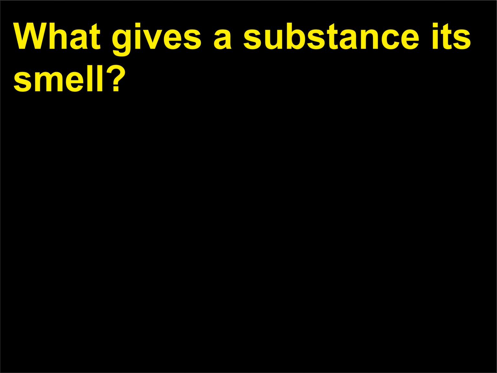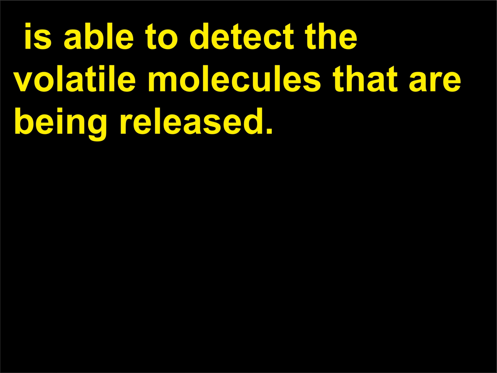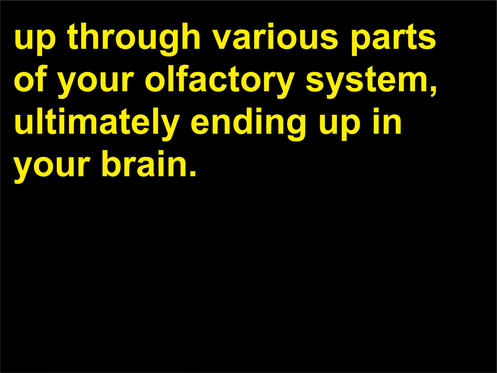What gives a substance its smell? Substances smell because your nose, or olfactory system, is able to detect the volatile molecules that are being released. Your nose has roughly 350 different receptors that detect molecules and then send a signal up through various parts of your olfactory system, ultimately ending up in your brain.